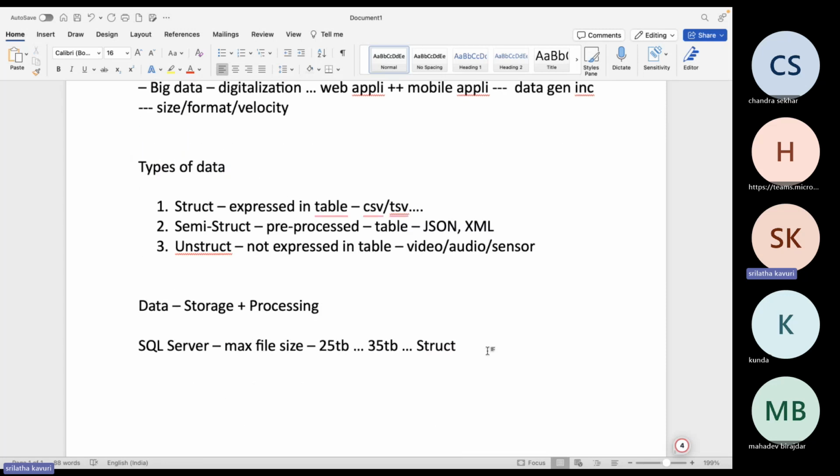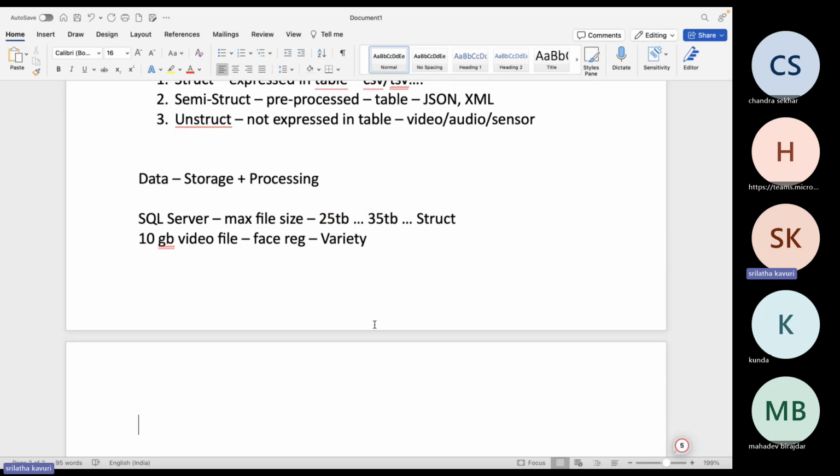But now let's say you just got a 10 GB video file and you need to do face recognition. This cannot be achieved with SQL Server. But here the problem is not the size. 10 GB is not a problem; you can even store it in a memory card, right? In that case, this data is becoming big data because of the variety, not because of the size or the velocity.